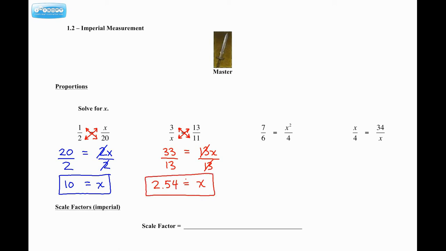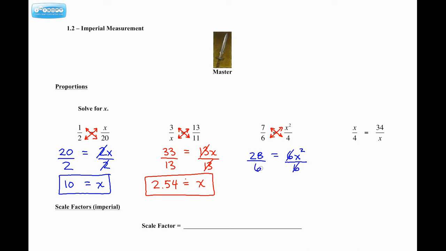Let's try another one. 7 over 6 is equal to x squared over 4. Again, we want to solve for x, so we can use cross multiplication. Okay. So let's work this out. 7 times 4, that's 28, equals 6 times x squared. Well, that's just 6x squared. Now we want to solve for x, so we can get rid of the 6 by dividing both sides.